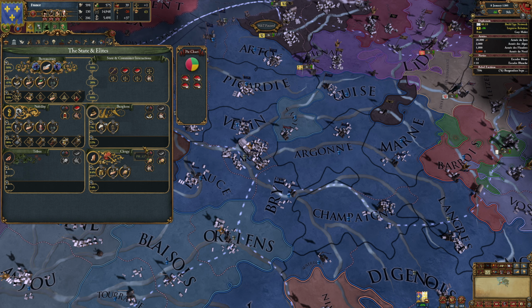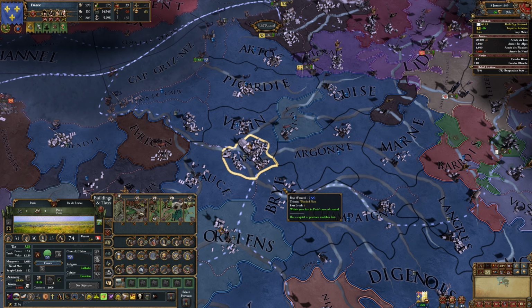I hope that helps you for your campaigns. Keep your estates loyal and keep their power low if possible to get the best corruption in your provinces.